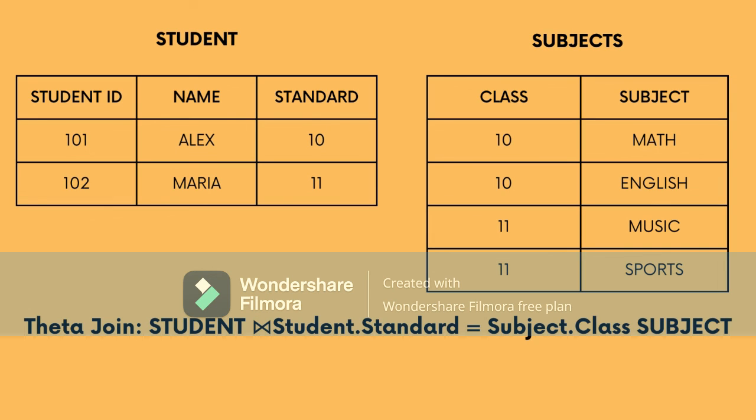Consider two tables, student and subjects. Table student consists of student ID, name, and standard. Table subject consists of class and subject. The common attributes are the standard column in table student and the class column in table subjects.